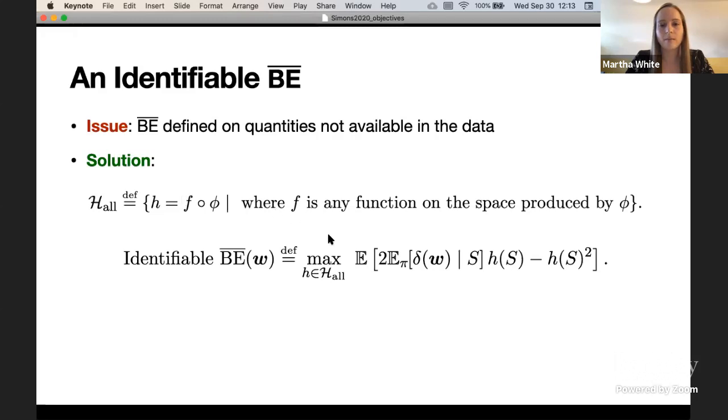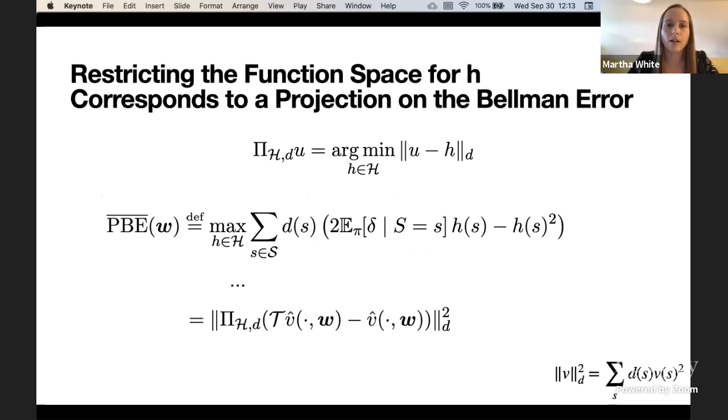And the other, but then it's also starting to highlight, well, then, maybe we don't just want to restrict H this way. What happens if we continue to restrict H? And that's going to bring us to our generalized Bellman error. So more generally, as we start restricting the function space for H, we're going to get a projection on the Bellman error, and that's going to give us our generalized projected Bellman error.